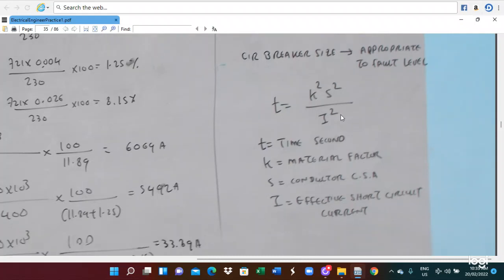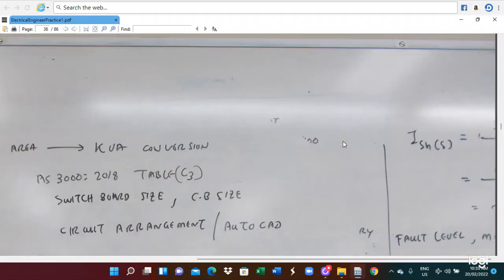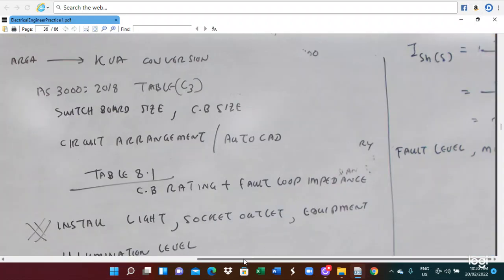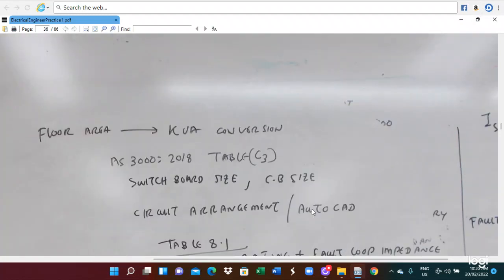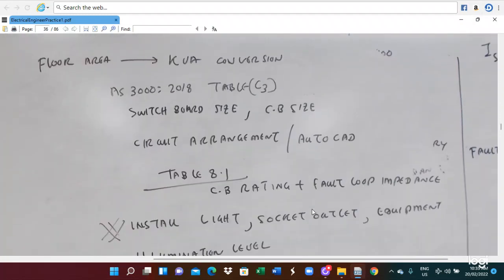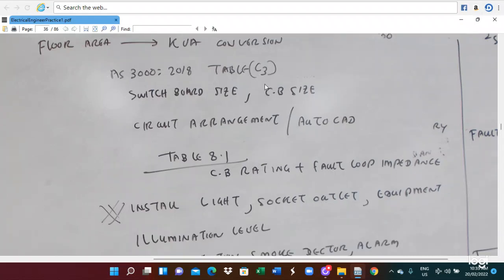So this is the circuit breaker size and the kVA size, and we choose the size to calculate the prospective short circuit current. Now we have to calculate the floor area. So in the design diagram, floor area to kVA conversion can be utilized. So AS3000 2018 Table C3 has to be utilized. In this case, the switchboard size and circuit breaker size, and the current circuit arrangement have to be utilized.